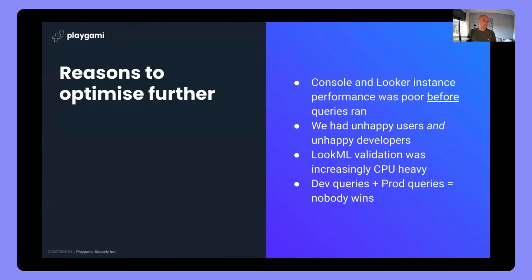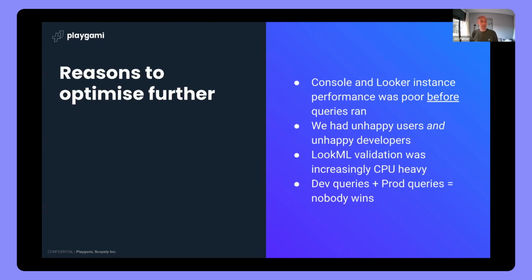What were the reasons for us to do that? So first is to say that the console and LookML performance was poor before any queries even ran, which was a clear sign that there was a problem. We were starting to have unhappy users and unhappy developers. Although we'd improved things in a lot of areas, neither of those two groups were really satisfied with how productive they were able to be in their day-to-day for one reason or another. We could see that LookML validation was increasingly CPU heavy. If we continued on the same track, we were just going to end up getting worse and worse.